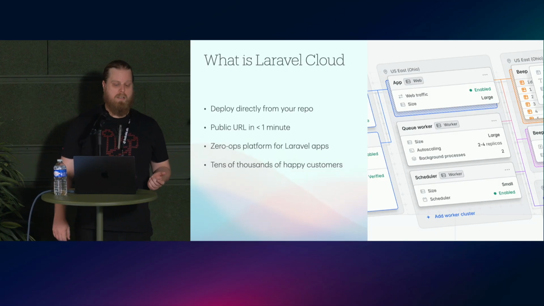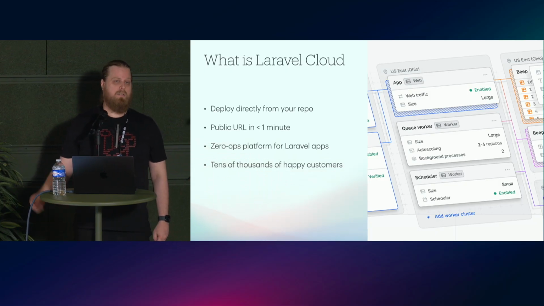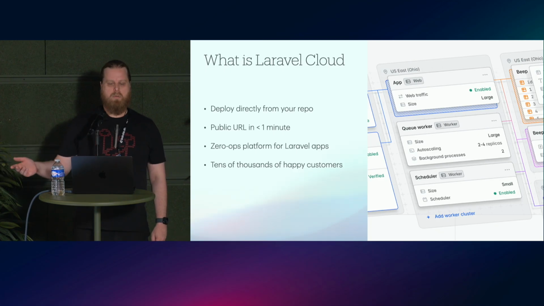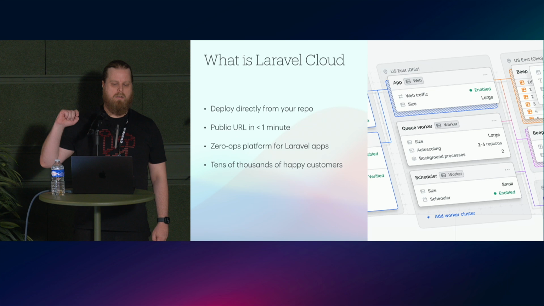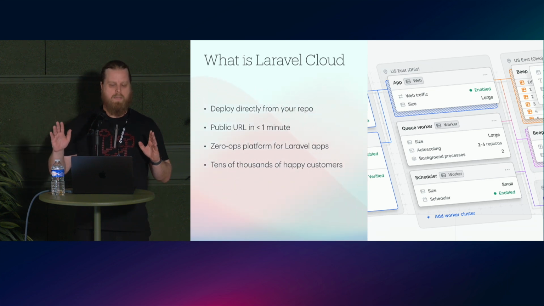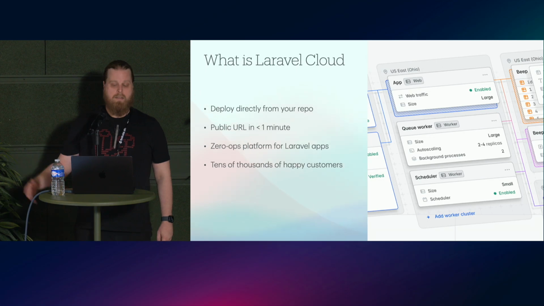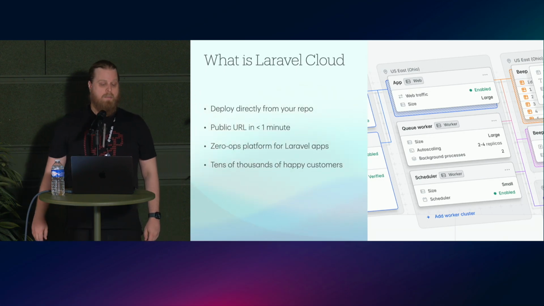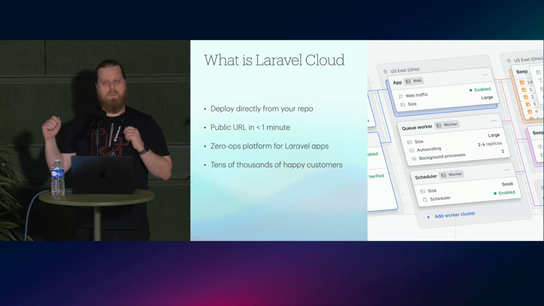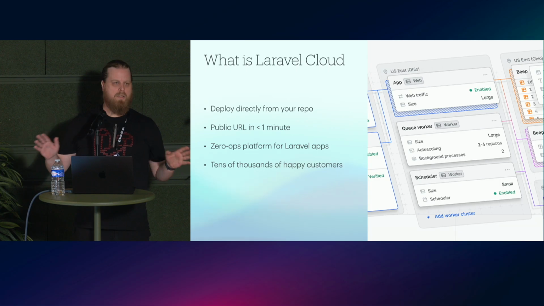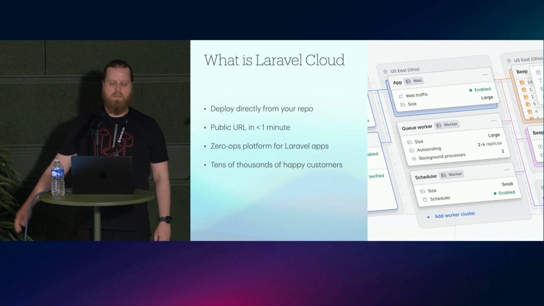What is Laravel Cloud? It's a new platform we launched this year in February. The idea is very simple. You connect your GitHub repo or Bitbucket or GitLab and hit deploy. And within a minute, you've got a public URL where your Laravel app is running and you can access it on the public internet. It's a zero ops platform, so that means we take care of everything: servers, containers, scaling, networking, all of it. And we're already serving tens of thousands of happy customers that rely on Laravel Cloud every day.